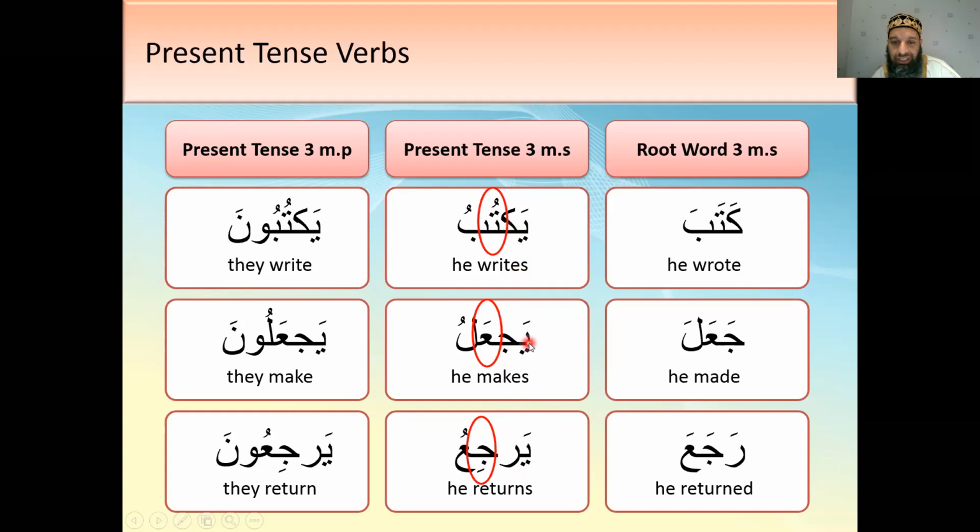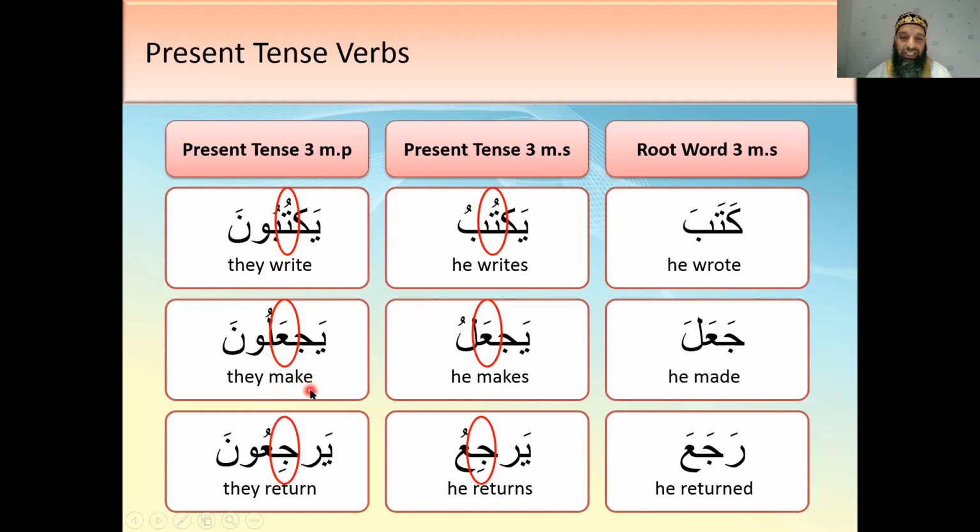So this is yak, this is yaj, this is yar. Look at the last letter, all got a dhamma at the end. All got pesh at the end. But this middle letter, the third letter, this one has a dhamma, a pesh. This one has a fatha, a zabar, and this one has a kasra, a zair. Yep, can you all see that? That same thing carries on into all the permutations for that verb.